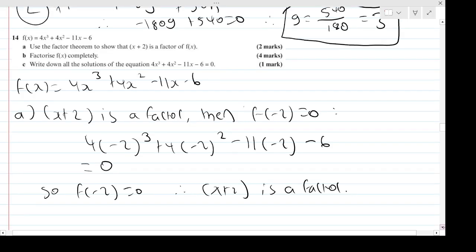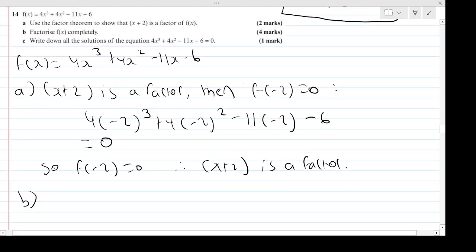That's part A. Then part B says factorise f of x completely. So again, it's very similar to the last early example. Right, so we know that this is one factor. So then we can say f of x then. Well, f of x is 4x cubed, right?